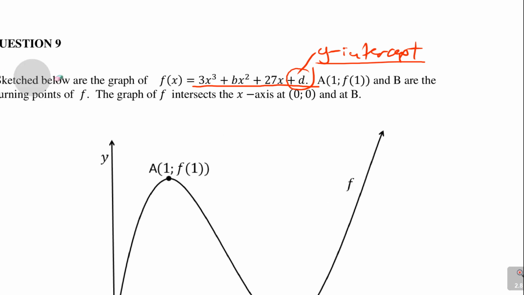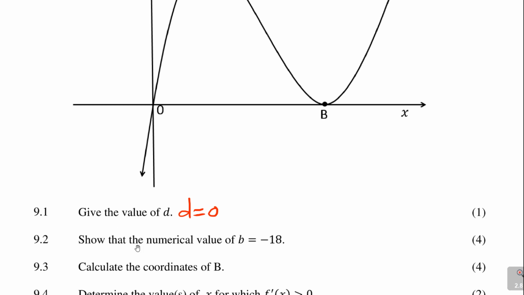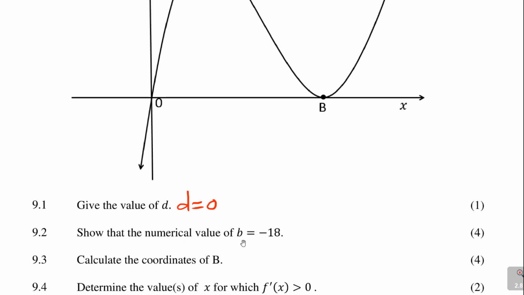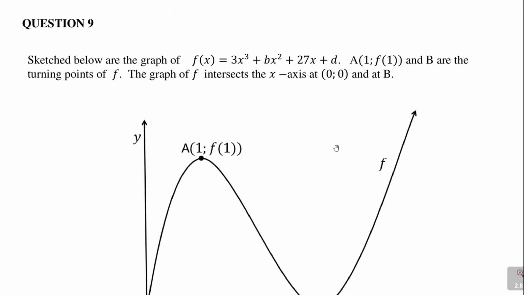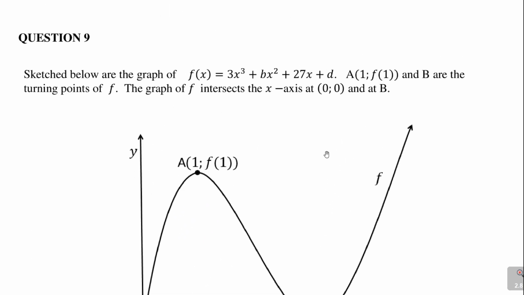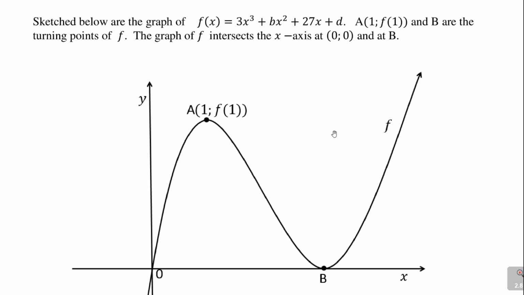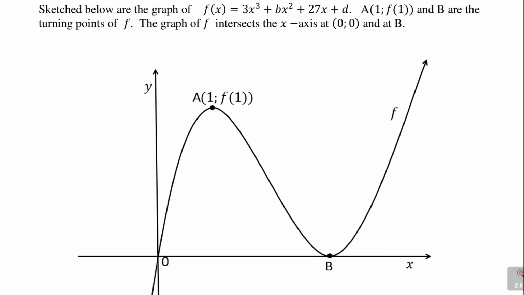Next question, it says, show that the numerical value of B is equal to negative 18. 4 marks. Now look at this. When they give you information in an exam, they are giving it to you for a reason. So they gave us 2 coordinates, and these coordinates must lead us somewhere to an answer. They are giving us the turning points. This is TP.